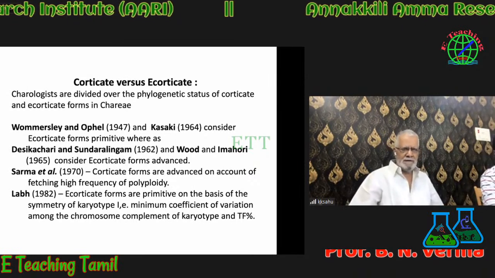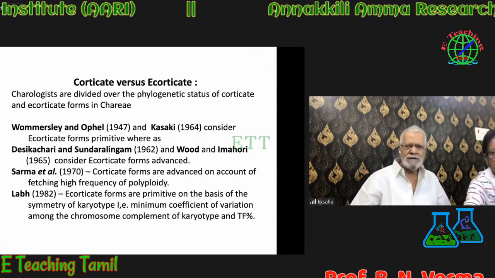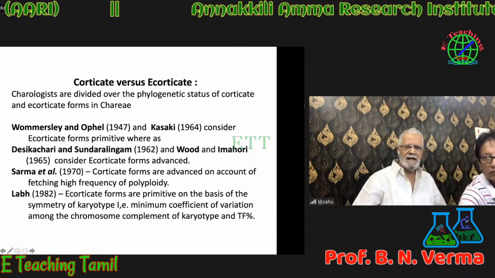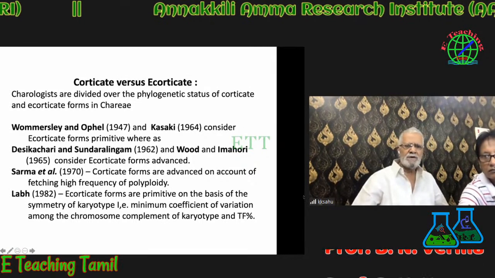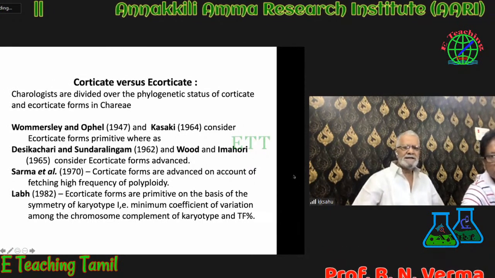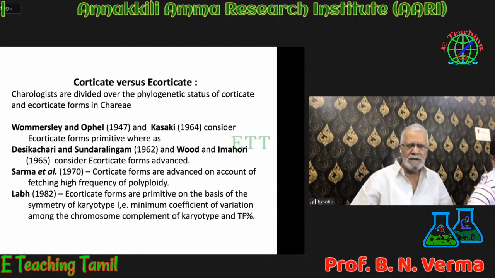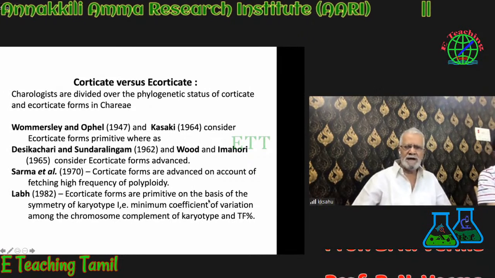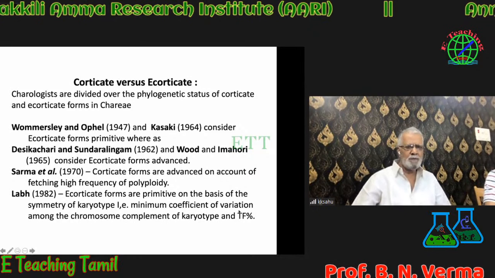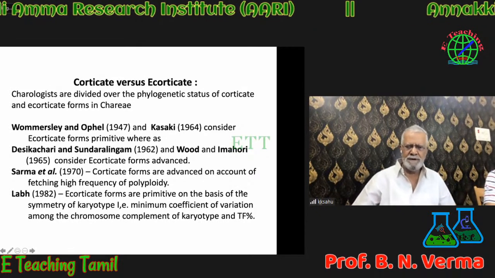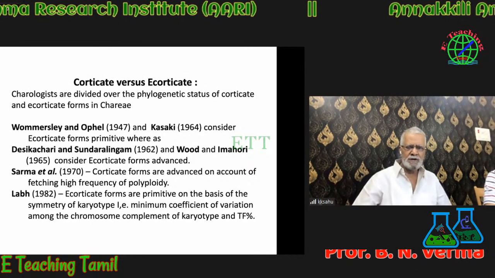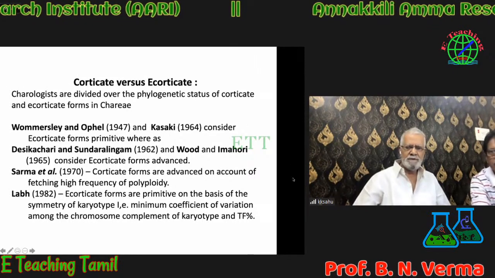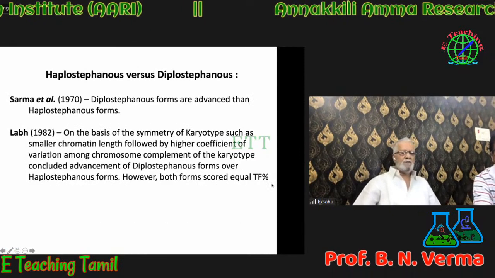Corticate versus ecorticate. Charologists are divided over the phylogenetic status of corticate and ecorticate forms in Chara. Womersley, Allen, and Kasaki consider ecorticate forms primitive, whereas Desikachary, Sundaralingam, Wood and Imahori considered ecorticate forms advanced. Sharma et al. consider corticate forms advanced on account of fetching a high frequency of polyploidy. Love considers ecorticate forms primitive on the basis of the symmetry of karyotype, that is, minimum coefficient of variation among the chromosome complement of the karyotype and TF percent.